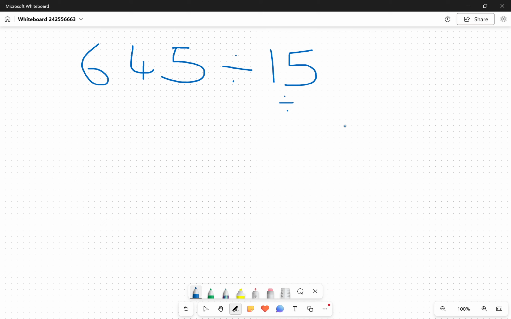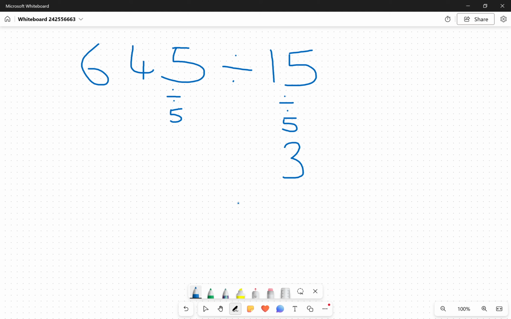As it happens, 3 and 5 both go into 645. You may not spot at first glance that it is a multiple of 3, but you probably will see that it's a multiple of 5 because, of course, it has a 5 at the end. So let's go with 5. 15 divided by 5, 645 divided by 5. 15 divided by 5 is probably the easy one. That is 3, 5, 10, 15.